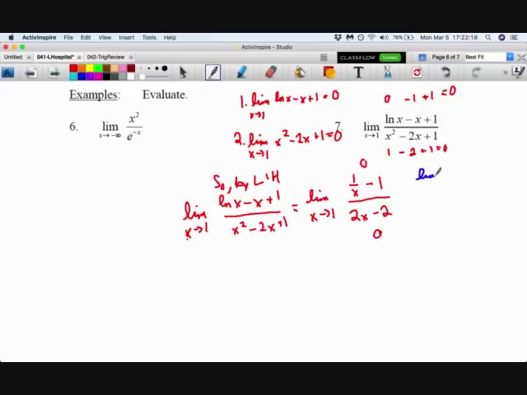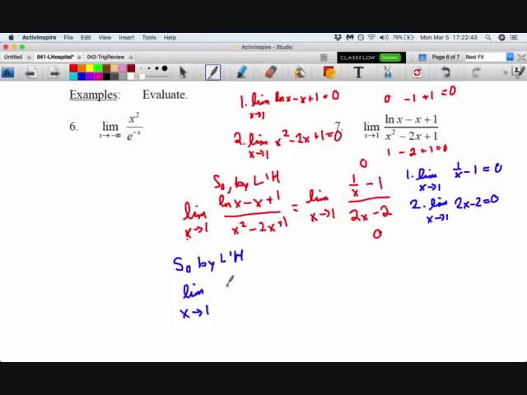Limit as x goes to 1 of the top is 0. Limit as x goes to 1 of the bottom is 0. So, by L'Hopital's, the limit as x goes to 1 of 1 over x minus 1, over 2x minus 2, equals the limit. Look how I'm writing the limit every time. It's not because I'm having so much fun doing it. It's because it's necessary.